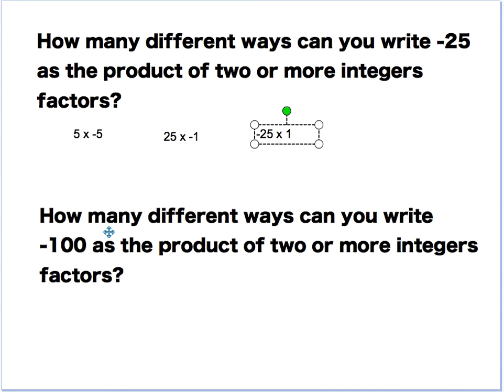All right, for the last example, how many different ways can you write negative 100 as the product of two or more integer factors? Make sure that you take into account all of the numbers that would multiply to 100. We're going to look at whole numbers, integers, not decimals and not fractions. And I want you to take into consideration that you can have the same combination where one number is positive and the other is negative, and vice versa. I'll let you guys try this one on your own.